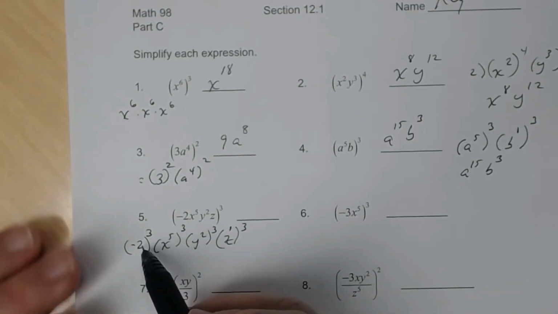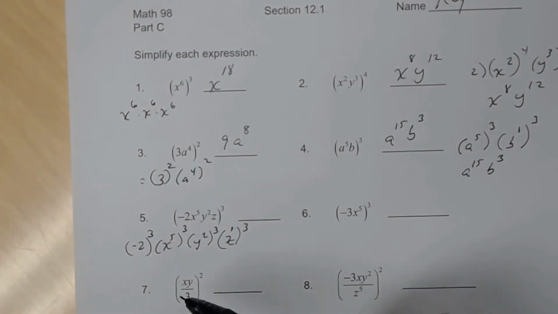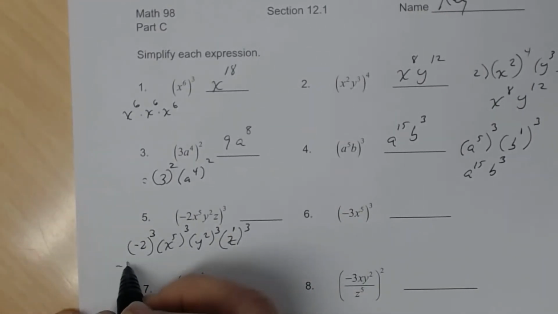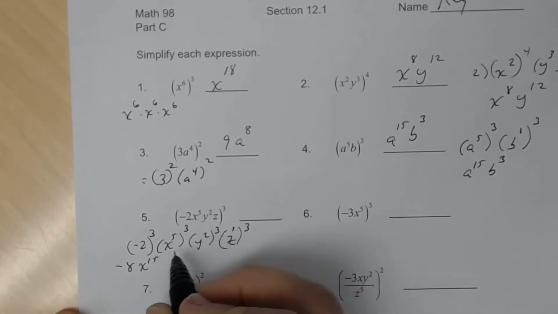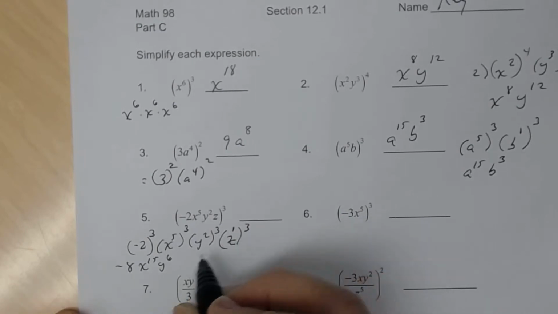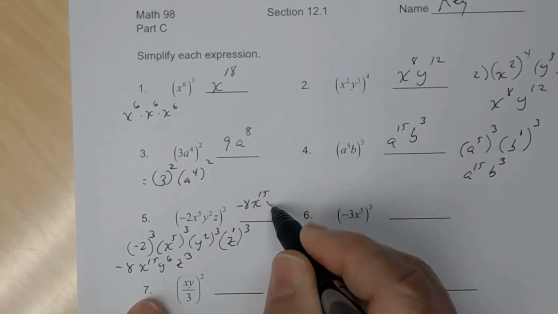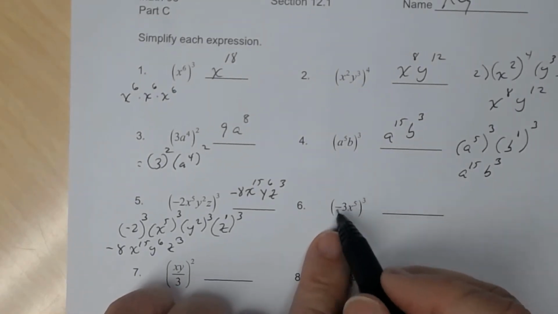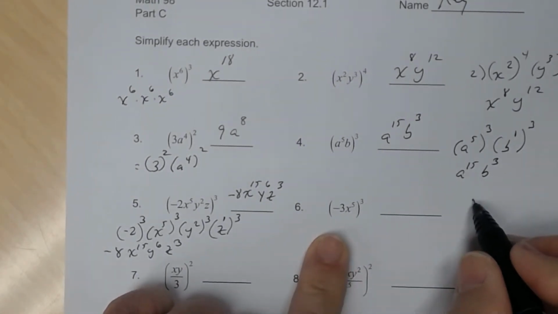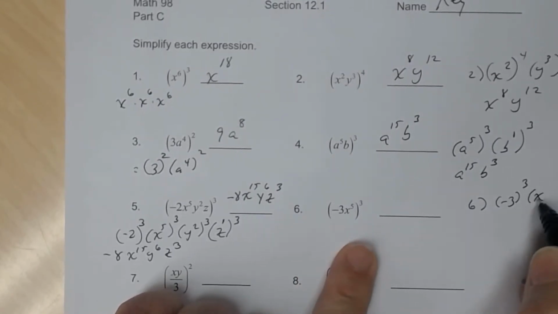And so negative 2 to the third power, that's where that part A comes in. So negative 2 to the third power means negative 2 times negative 2 times negative 2, which is negative 8. And then 5 times 3 is 15, so that's x to the 15th. 2 times 3 is 6, that's y to the 6th. And then 1 times 3 is 3, so that's z to the third. So the answer is negative 8, x to the 15th, y to the 6th, z to the third. Okay, over here, you see a coefficient other than 1, so write it out. So it'll be number 6 right here. So that's negative 3 to the third times x to the 5th to the third.